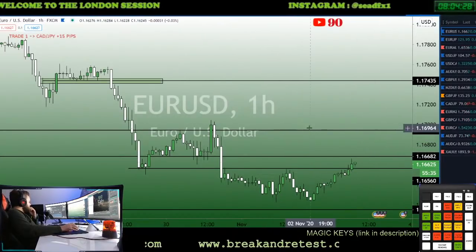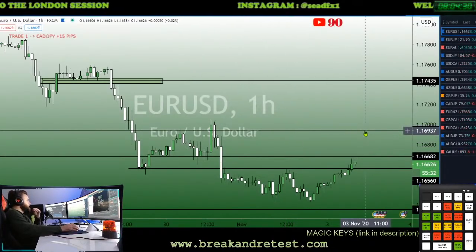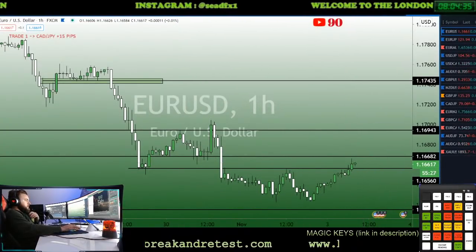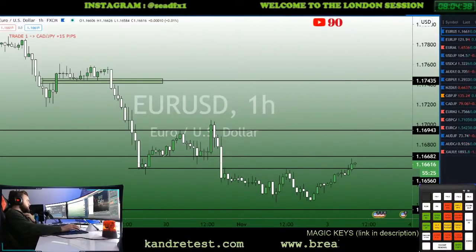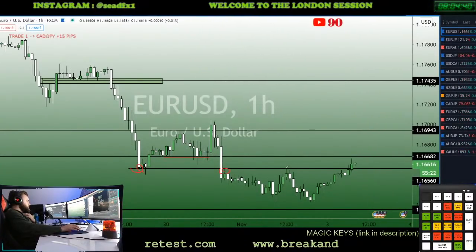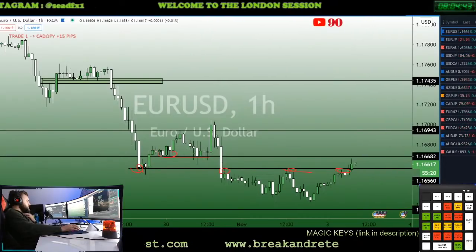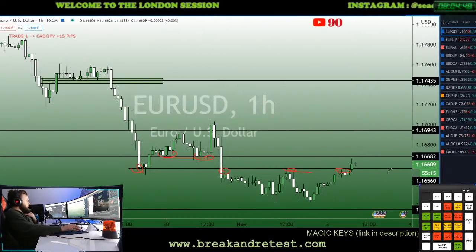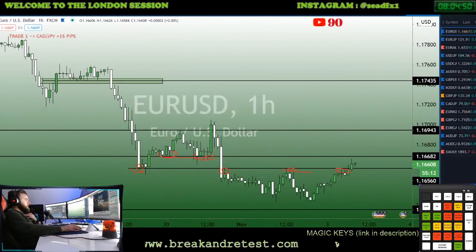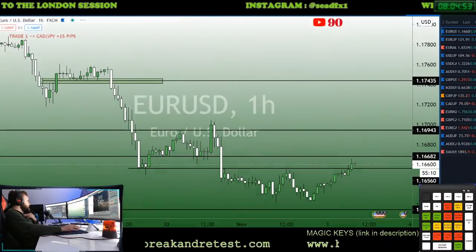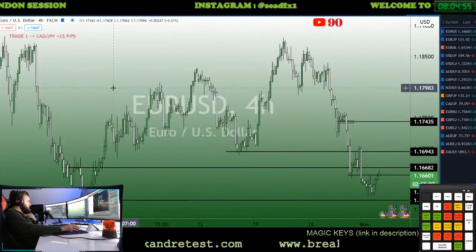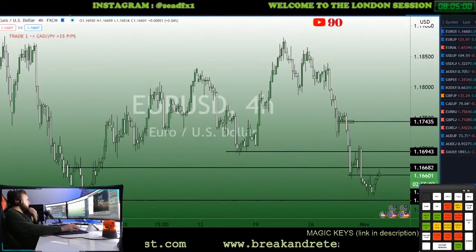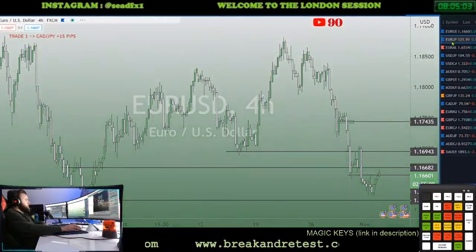I was looking at EUR/USD here and I saw that we are in between these two zones, even though this zone looks way stronger than this one. So, thinking. Yeah, it's a 4 hour level. It is a 4 hour level.